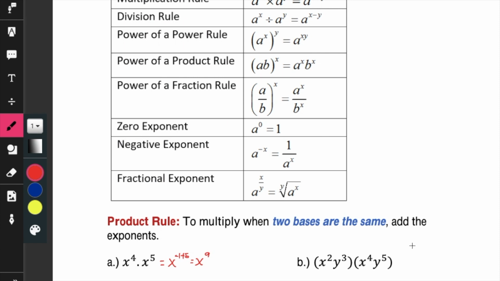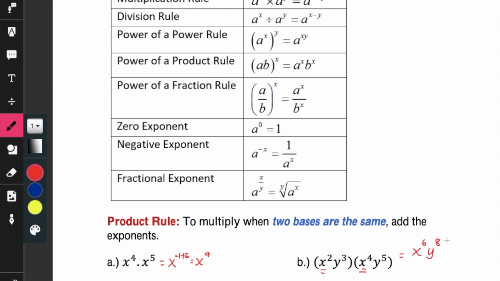Now, if there are two variables, x and y, the same rule applies as well, but you have to group them. You look at x, they are the same, you just add them, so 4 plus 2 gives x raised to the 6th, and then you have y raised to the 3rd times y raised to the 5th, which gives y raised to 8.